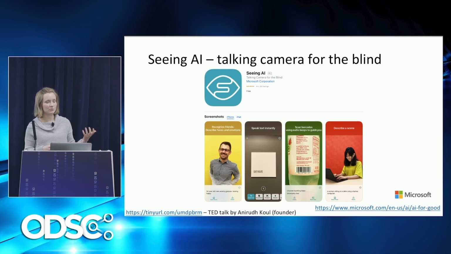It can also be used to identify different products by the barcode. In order to find the barcode for the blind, it's also using a beep sound to find the right location of the barcode relative to the camera. Yeah, it's also just generally describing the scene.